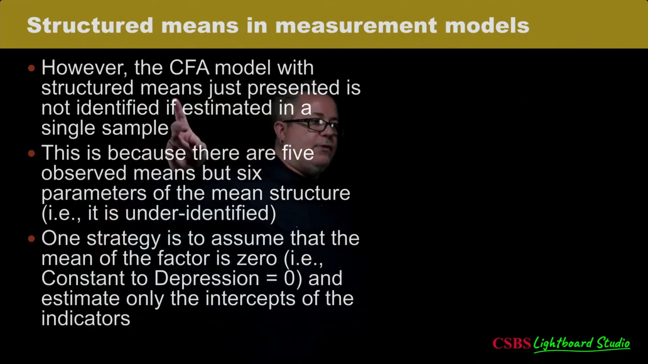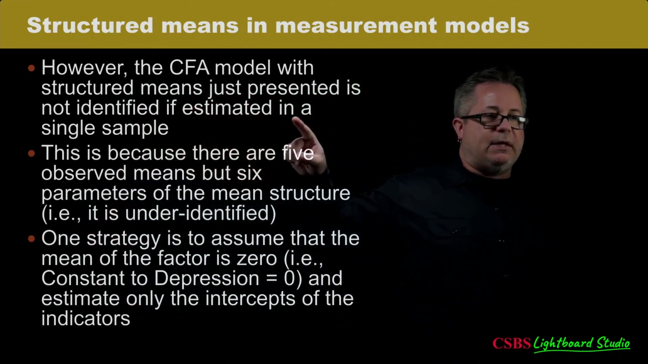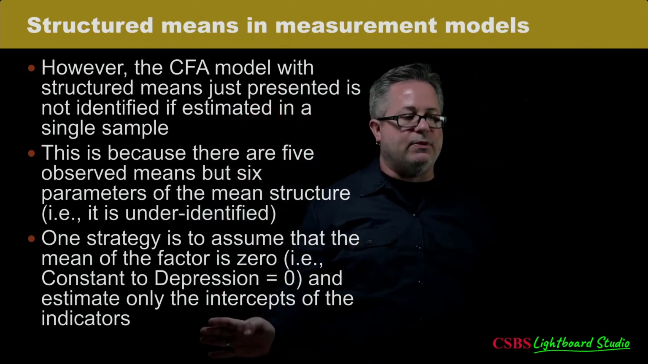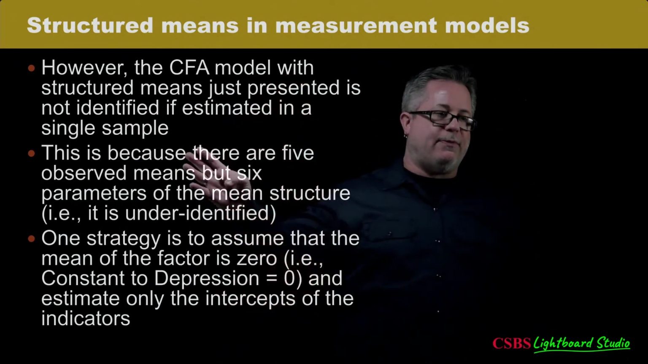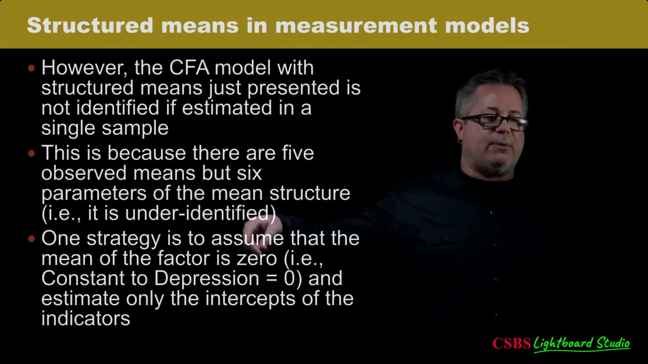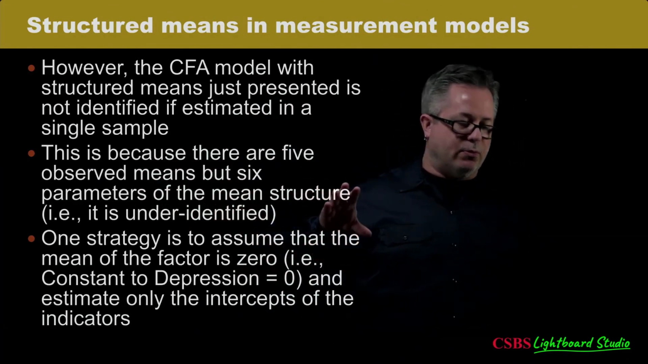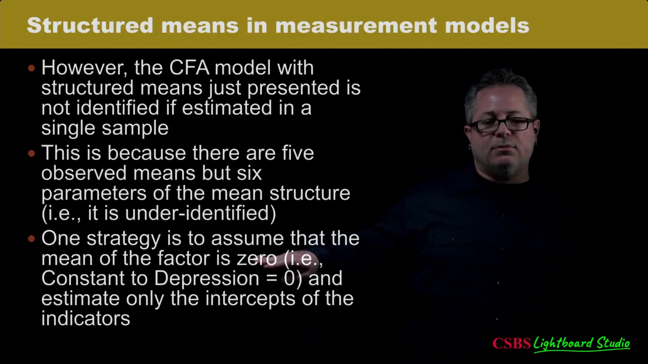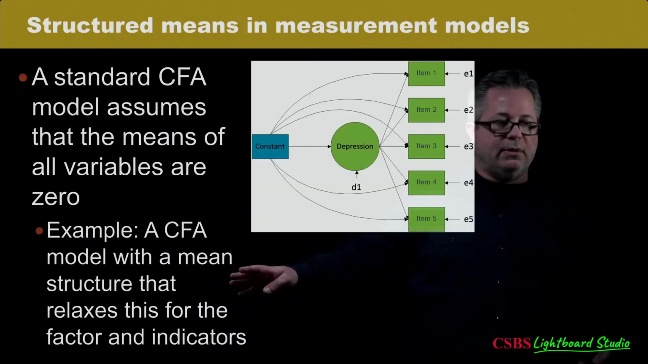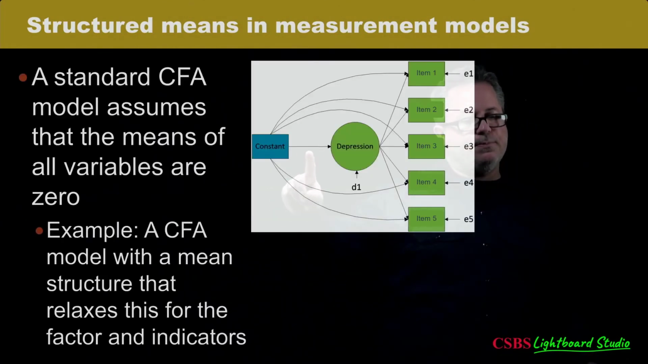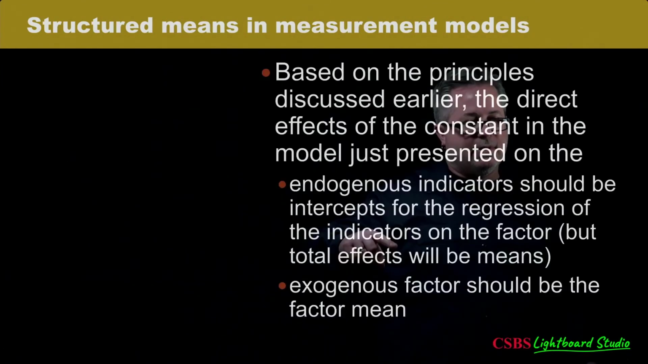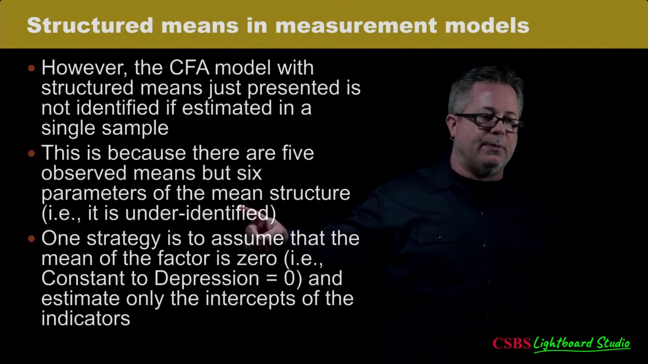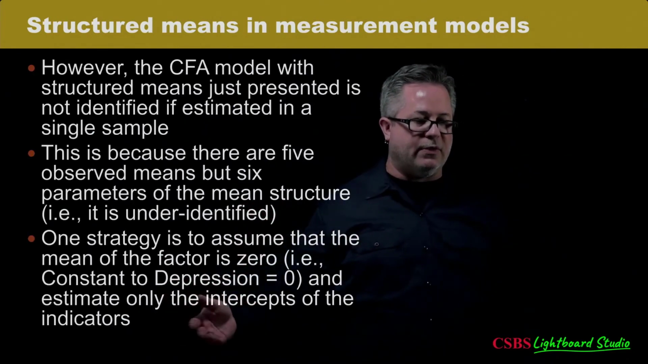However, the CFA model with the structured means just presented is not identified. This is just putting text to exactly what we just talked about, because there are 5 observed means, but 6 parameters of the mean structure. One strategy is to assume that the mean of the factor is 0 and estimate all the intercepts of the indicators. So we could leave this out or fix it to 0, and then estimate only the intercepts of the indicators.